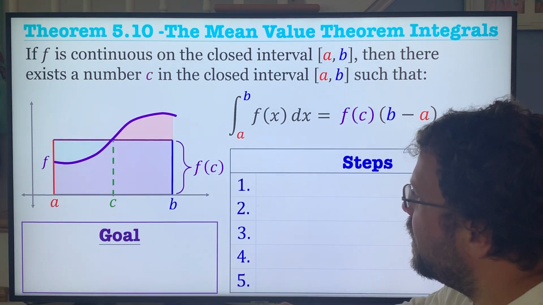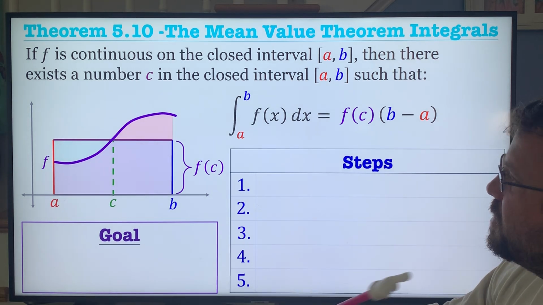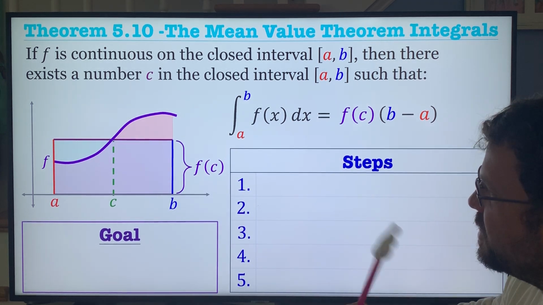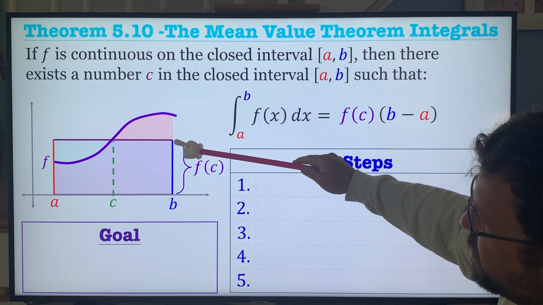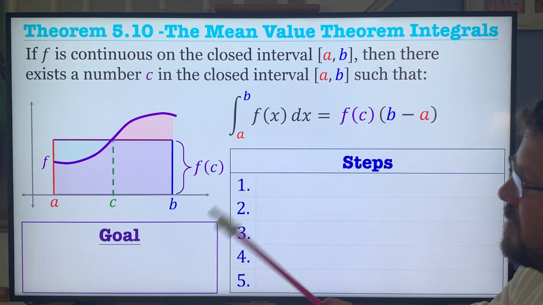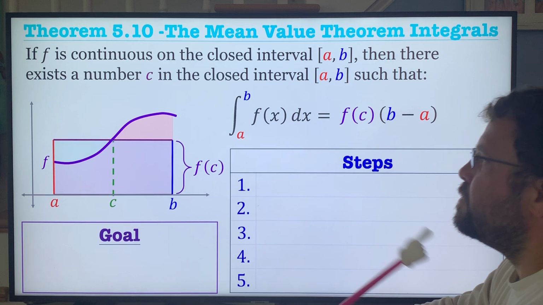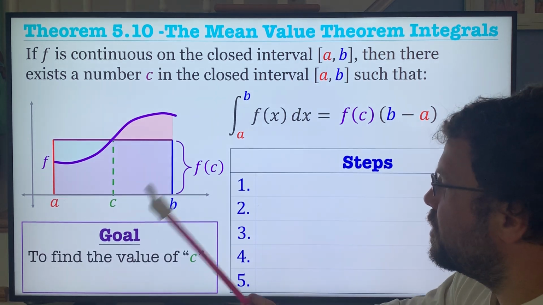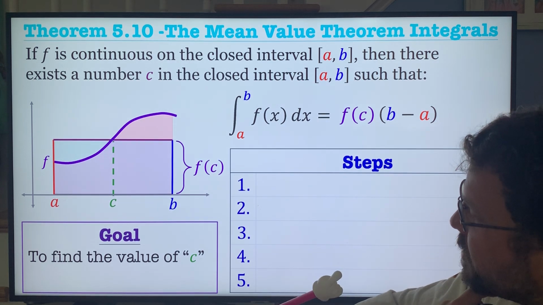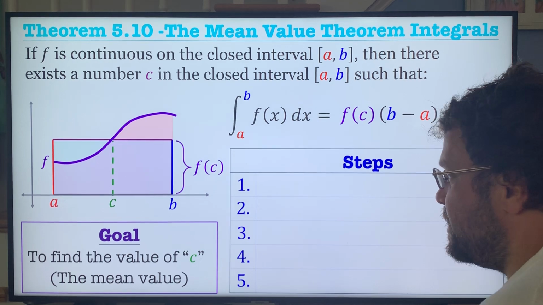That's what that means. f of c, okay, it's the formula. f of c is the y value at c. So I could actually put that there if I wanted to. c is the x value, f of c is the y value. The goal is to find the value of c, what the average number is, okay? Now, that's the mean value. Mean, average, remember you did this in statistics.